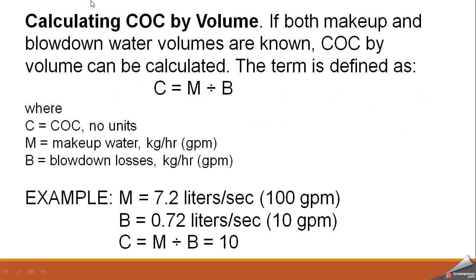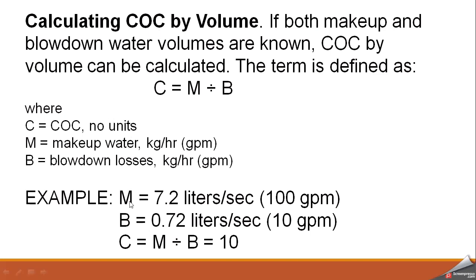So how can we calculate the COC? Now, one method of calculating COC is by volume. If both makeup and blow down water volumes are known, COC by volume can be calculated by dividing the volume of the water in makeup by the volume of the water blow down. So COC has no units. Makeup water units are kilogram per hour or gallon per minute, and blow down losses are kilogram per hour or gallon per minute. So this is the formula used to calculate the COC by volume.